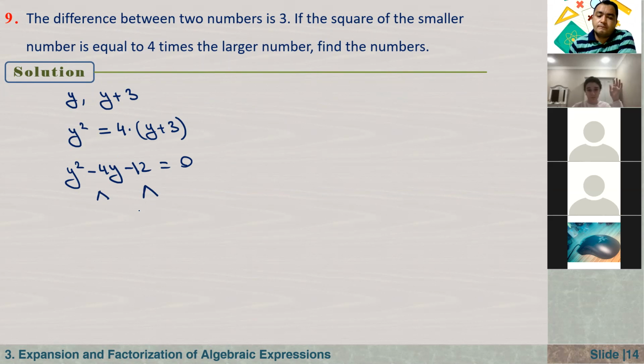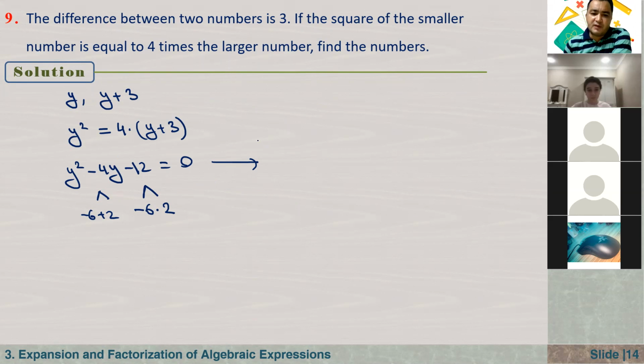Wait a second. Negative 4? No, 6. Negative 6 and 2. Okay. And negative 6 plus... Yes. Yeah, negative 6 and 2, right? Negative 6 times 2 is negative 12. Negative 6 plus 2 is negative 4.